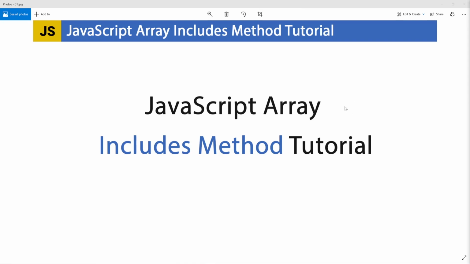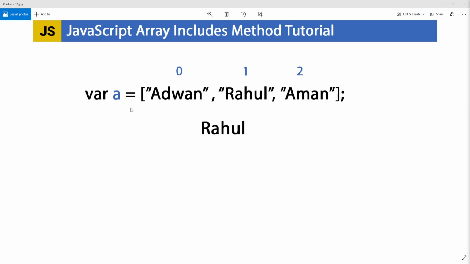Once again I'm back with a new tutorial related to JavaScript array methods, and in this tutorial we are going to learn the include method. Here you can see an array which is stored in a variable, and inside this array we have a total of 3 values: Advan, Rahul and Aman. And now I want to search for a value from this array. In our case, Rahul. You want to check whether the Rahul value exists in this array or not.